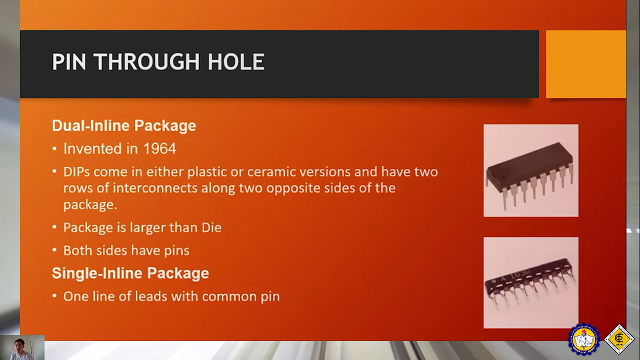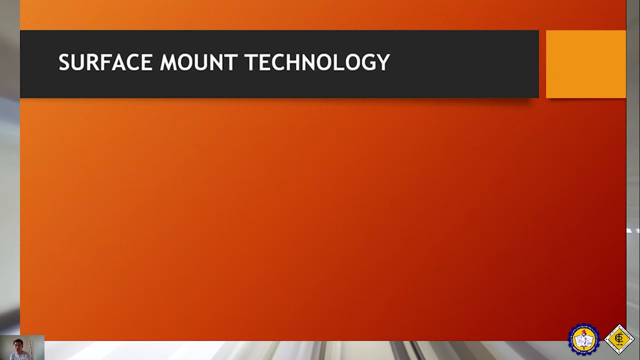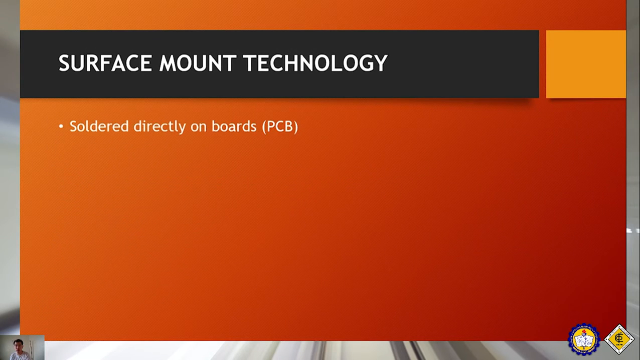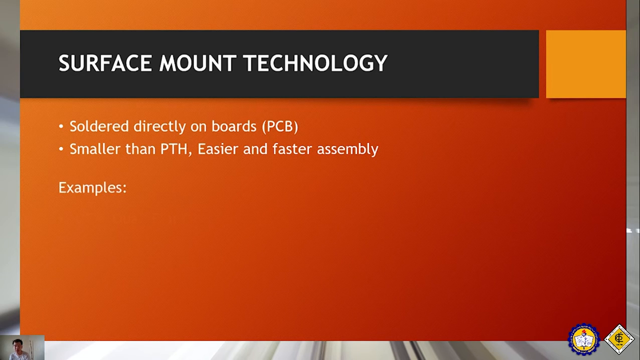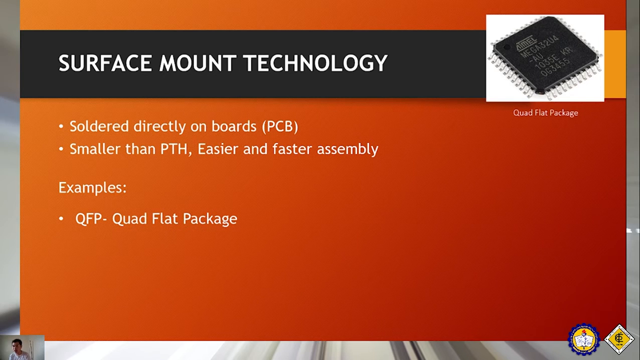Next in line is the surface mount technology, which is soldered directly on the board, smaller than pin through hole, and easier and faster to assemble. An example of this is the QFP, or quad flat package. Here is an example of it, mostly seen in the Arduino. The Arduino uses this kind of package. It has quad pins, so all sides of it have pins.